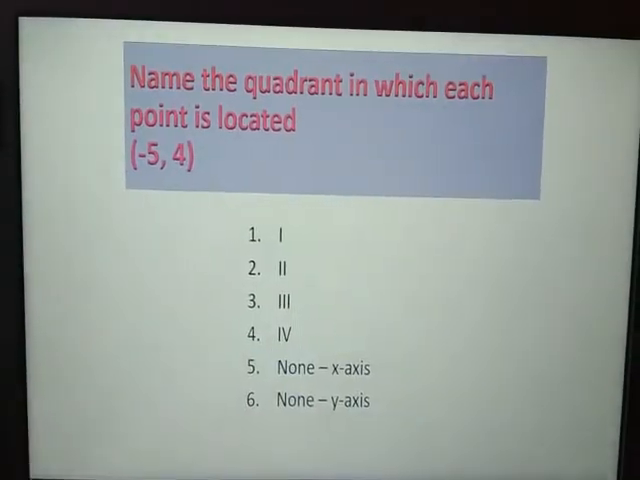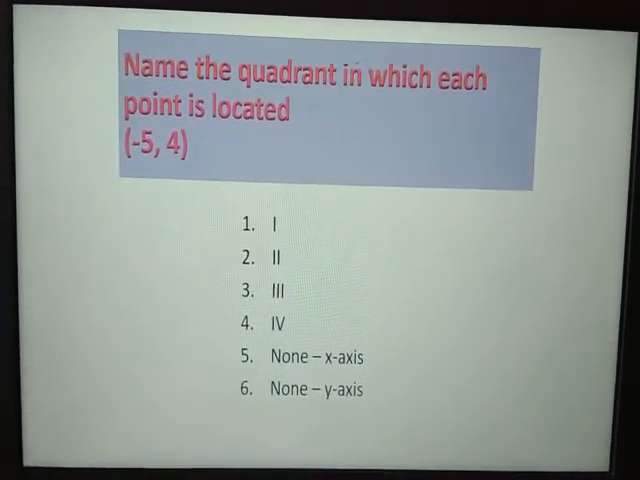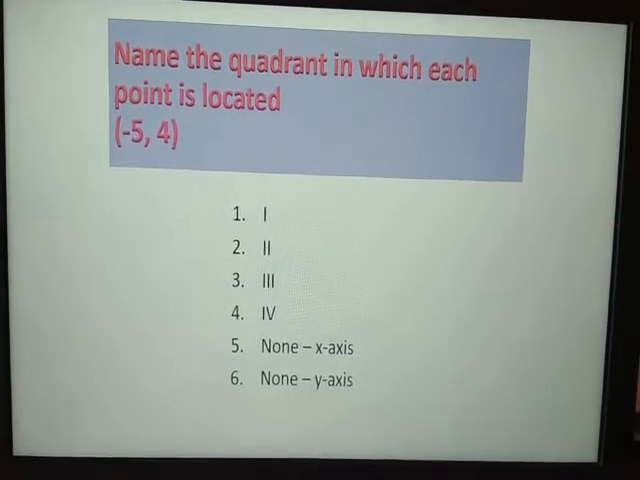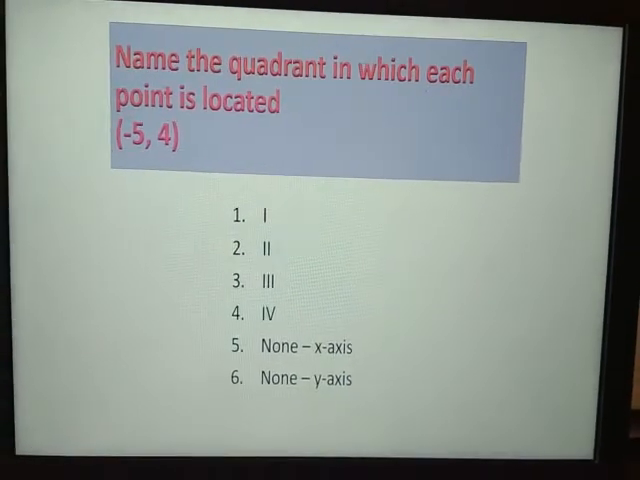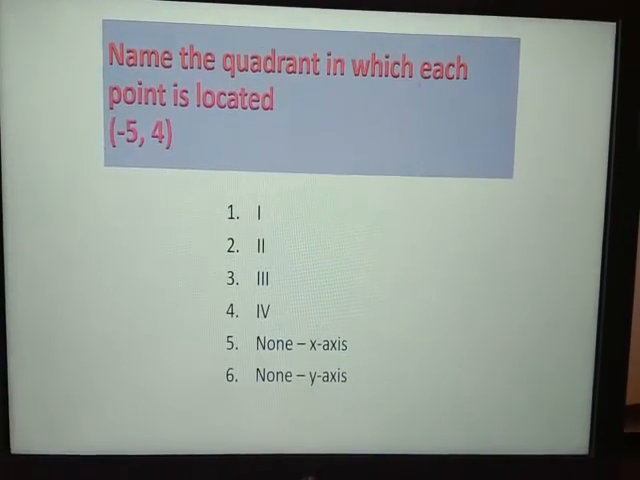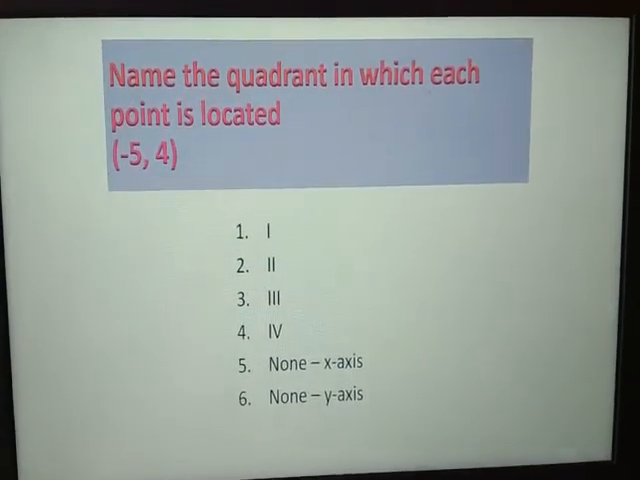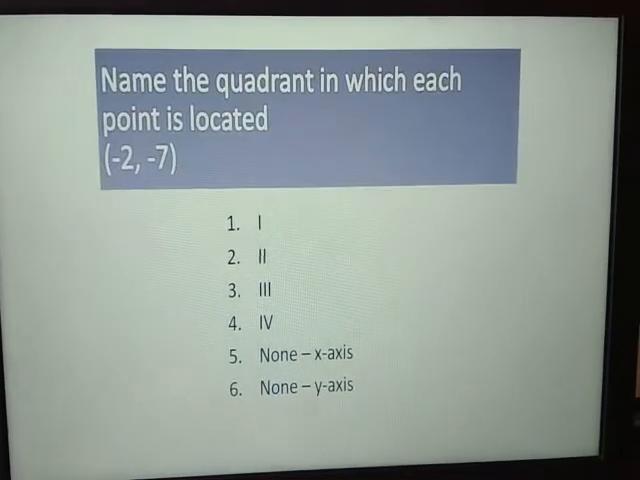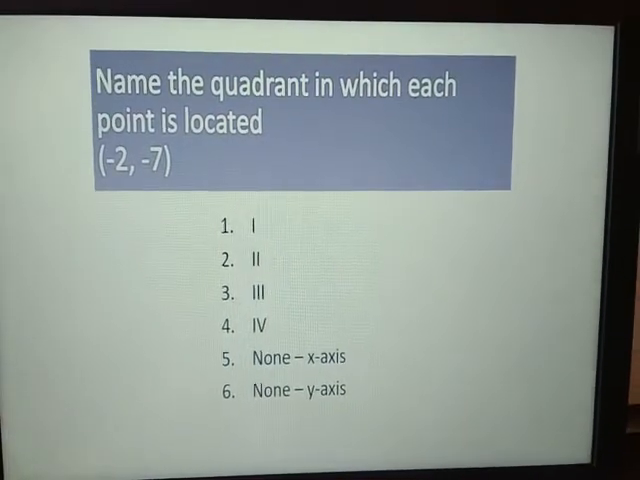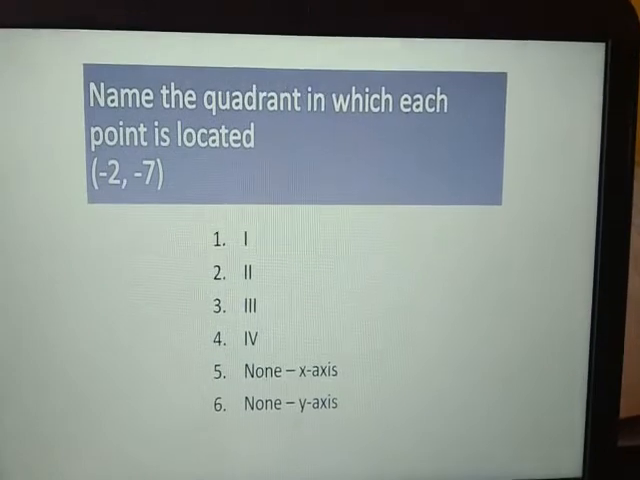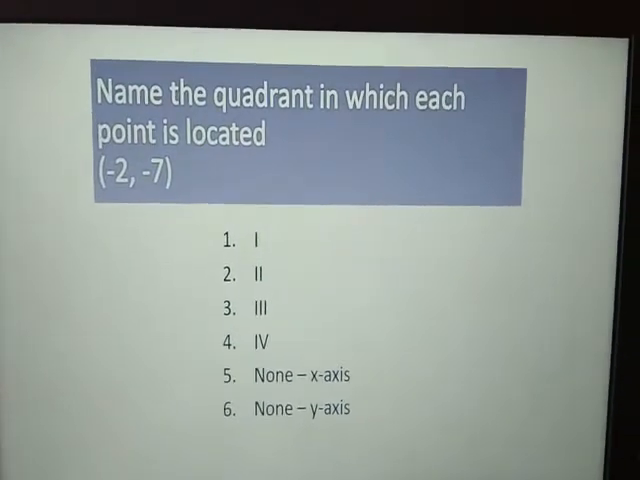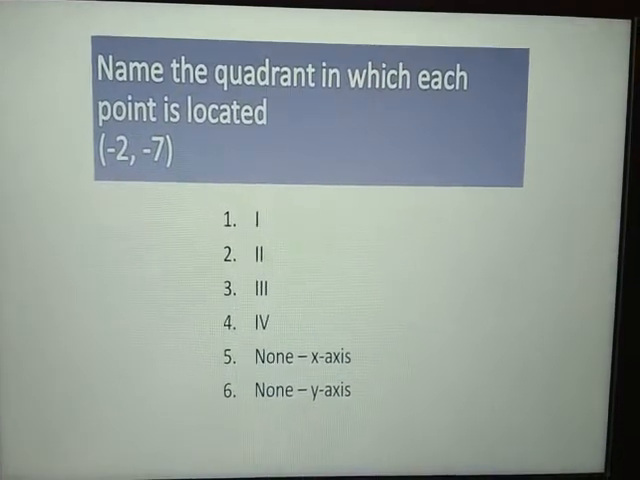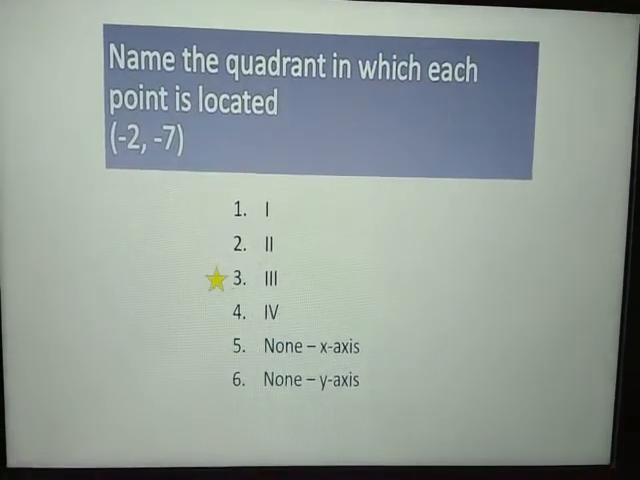Here, the next question is, name the quadrant in which each point is located. The point is (-5, 4). The abscissa is less than 0 and the ordinate is greater than 0. Then to which quadrant does it belong? It belongs to the second quadrant. And here the point is (-2, -7). Both the abscissa and the ordinate are less than 0. So to which quadrant does this belong? This belongs to the third quadrant.